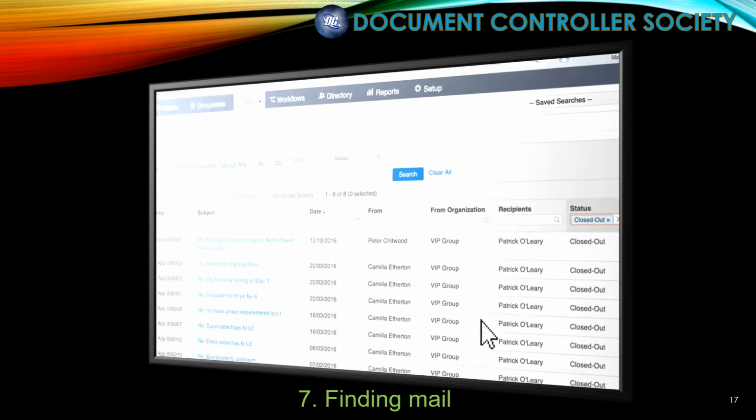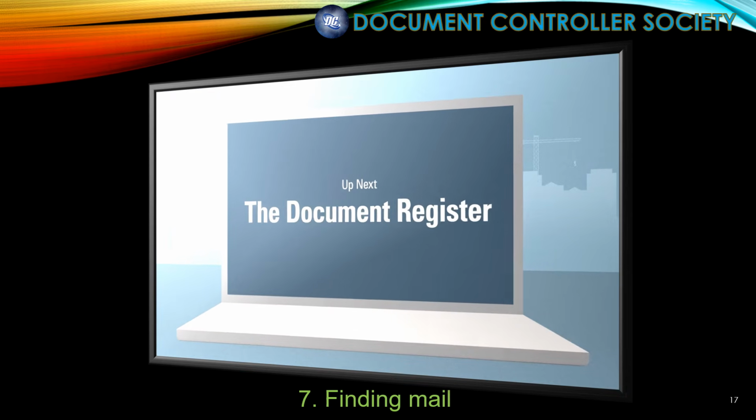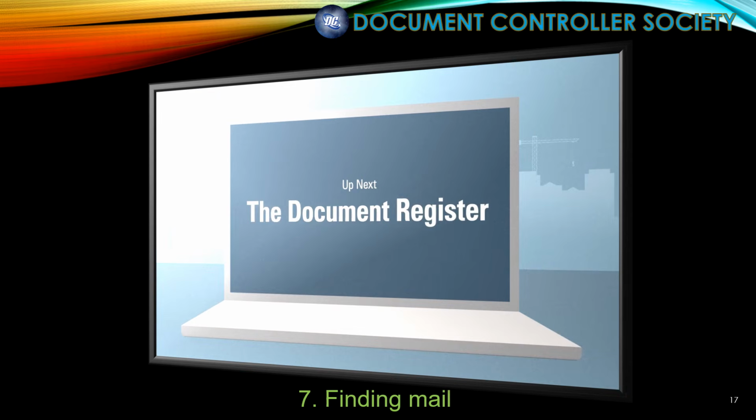Once I've narrowed down the list, I see the mail I'm after. To open it, I'll just click the subject link. If you need to start over, just select Clear All at the top of the column, or up here near the search box. Now you know how to search for mail and filter your results.